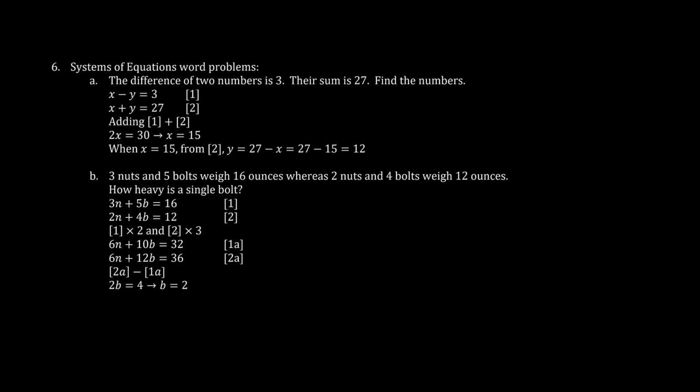And we multiply equation 2 by 3, we triple it. 2n becomes 6n, 4b becomes 12b, and 12 becomes 36. We label this equation 2a. And now we subtract 2a minus 1a. 6n minus 6n disappears. 12b minus 10b becomes 2b. 36 minus 32 becomes 4. So therefore, dividing both sides by 2, b equals 2. And that's the question. How heavy is a single bolt? b equals 2 ounces.